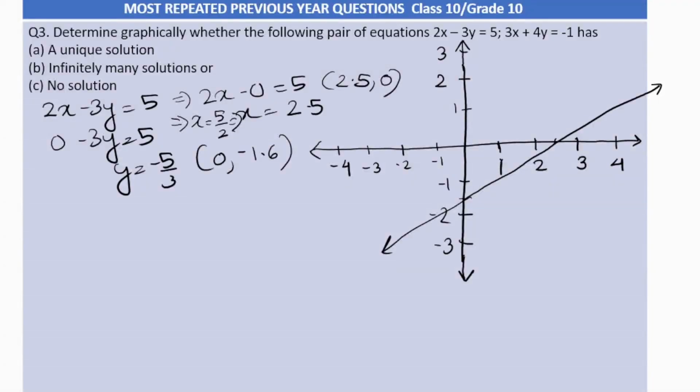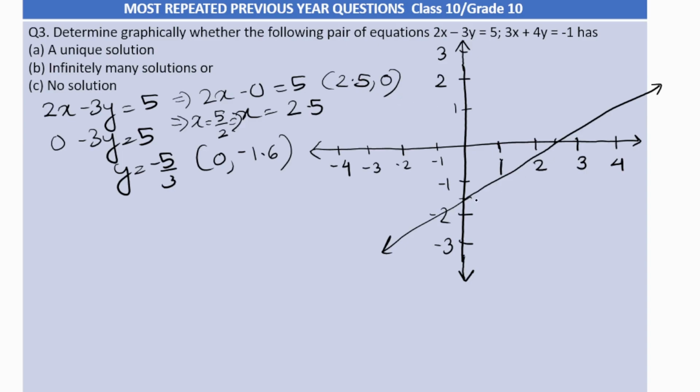So how does that become 2.5? I just skipped one step, but in case you are not able to understand, here 2x minus 0 equal to 5 means 2x equal to 5. So x will be equal to, this 2 will go to the other side. Here it's multiplied, so on the other side it will be divided, and it will become x equal to 5 by 2. So 5 by 2 is equal to 2.5. That is how I got 2.5 comma 0, the point where this line intersects the x-axis.